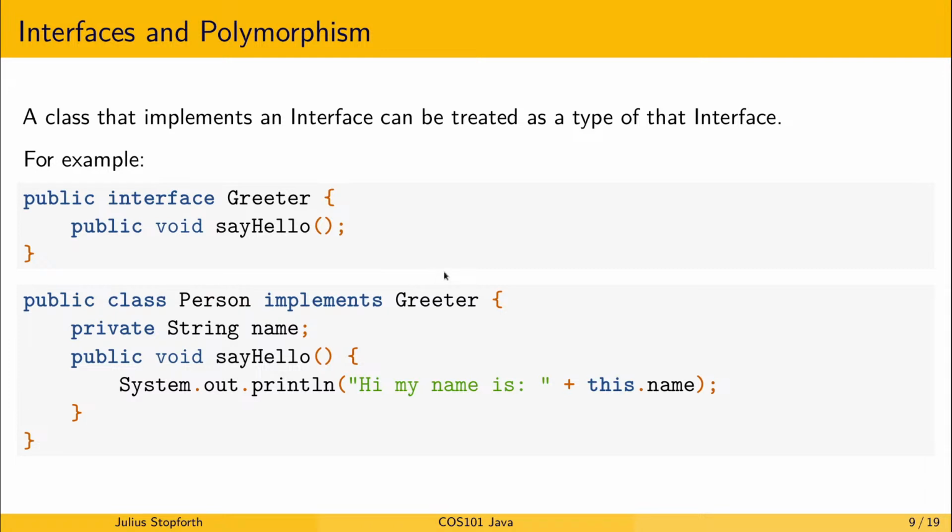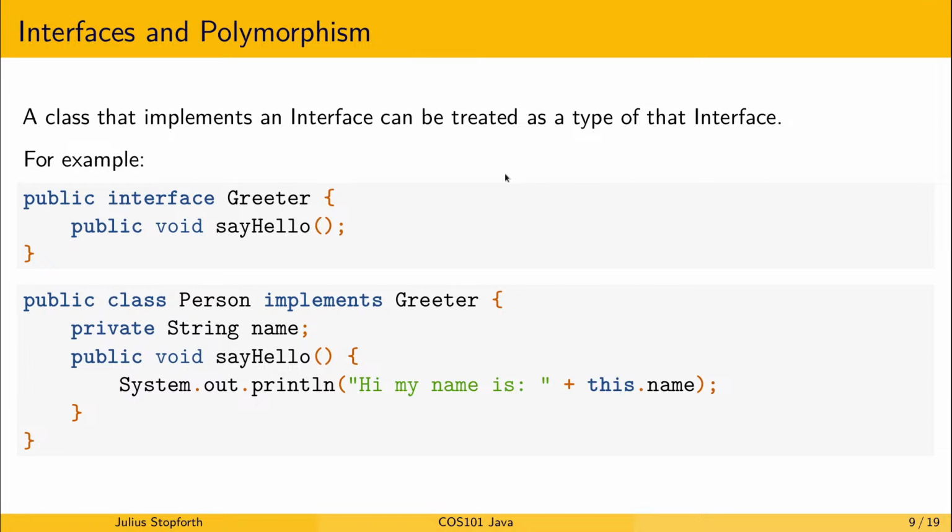Sir, is implement basically like extend, like inheritance? It's basically like extend, but it's only for the interfaces. You can't add a class here. Okay, I see.